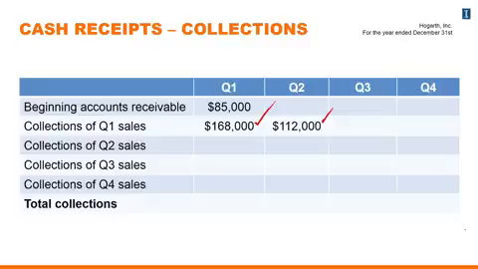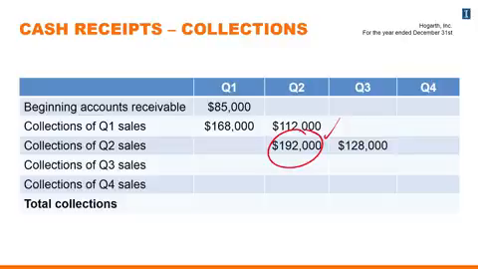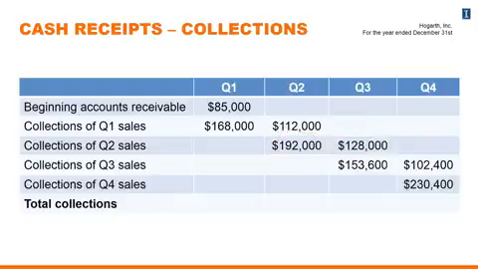The same story applies to quarter two. In quarter two, we expect to collect 60% of quarter two sales, amounting to $192,000, and 40% of quarter two sales in quarter three, amounting to $128,000. The same story applies to quarter three and quarter four. Notably, in quarter four, 60% of the sales are collected in the current year. The remainder, 40% of quarter four sales, serves as the ending accounts receivable balance for the current year, and will be the beginning accounts receivable balance in the subsequent year.